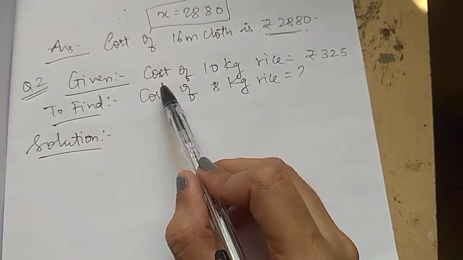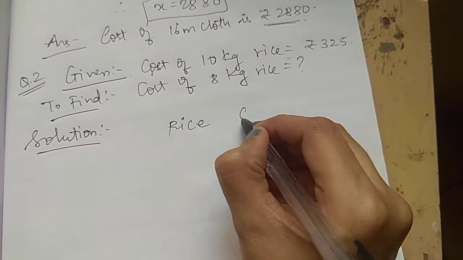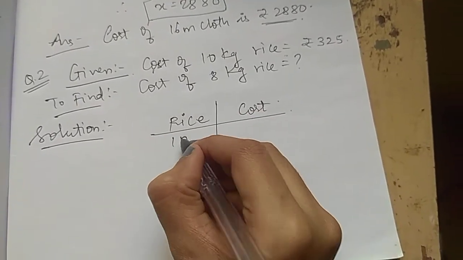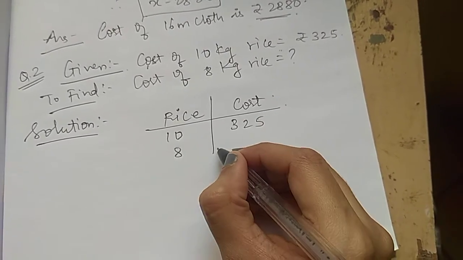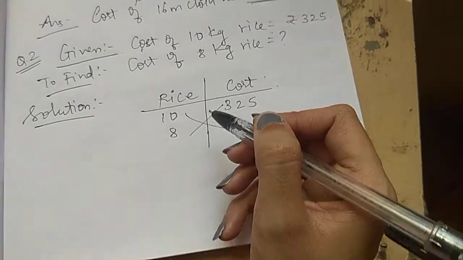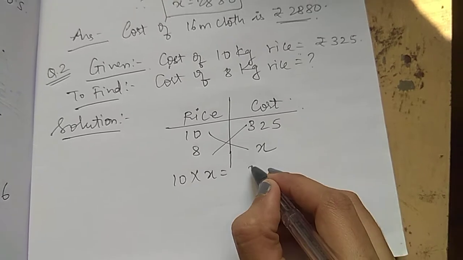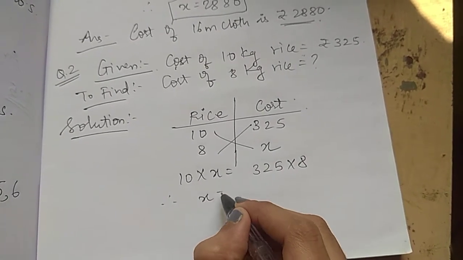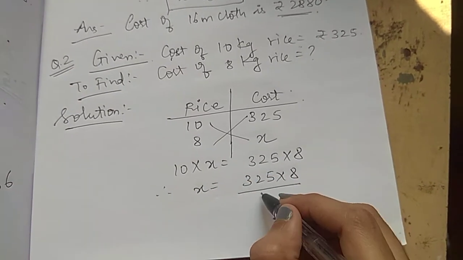So solution. Again, what are the aspects? Cost and rice. So 10 kg rice costs 325. So 8 kg rice will cost how much? We'll take X. Again, cross multiplication. 10 into X equal to 325 into 8. 10 will go on to the other side and it will go in the denominator.